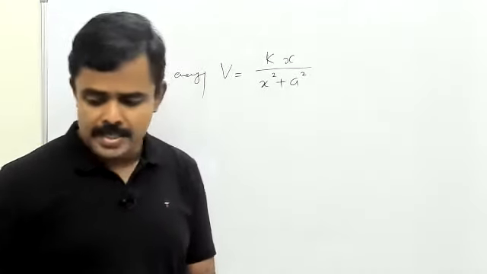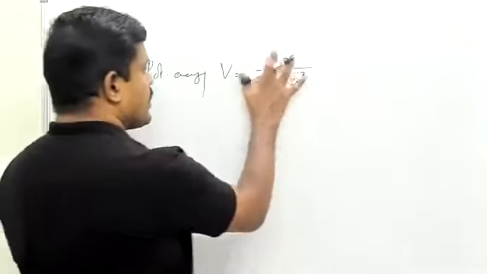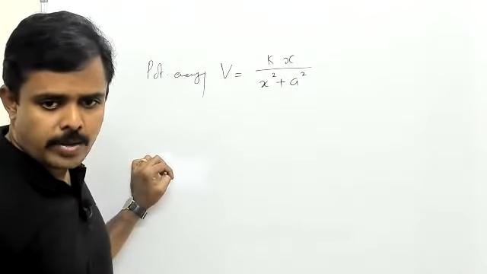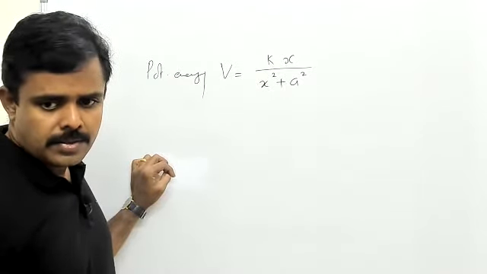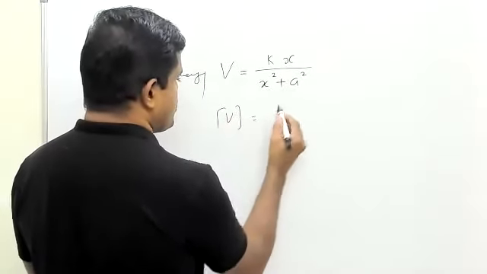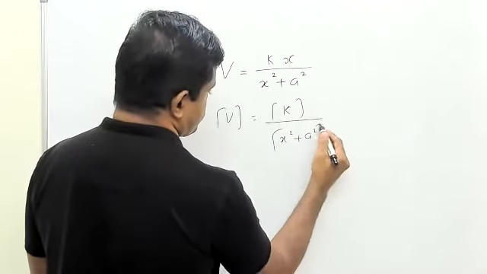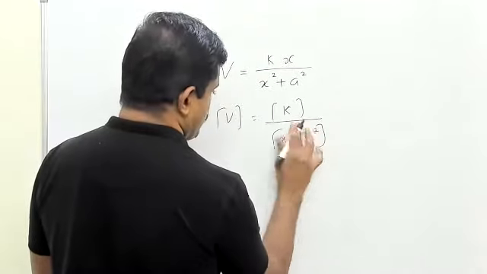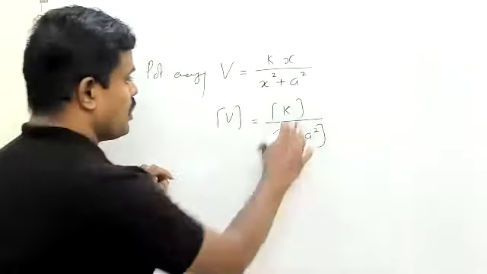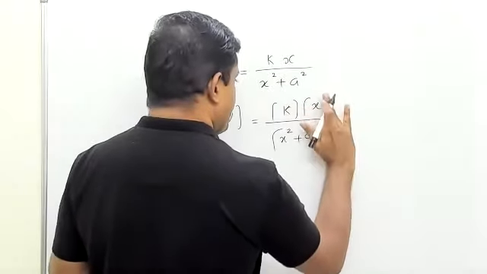Units of k. How do we find this? Look at this. Do you see any equality sign or plus sign or minus sign? Yes, we have an equality sign. Let us check it out. So dimension of V must be the same as dimension of k into dimension of x divided by dimension of x square plus a square. I am being asked to find the dimensions of k. So I'm just applying dimensions everywhere.